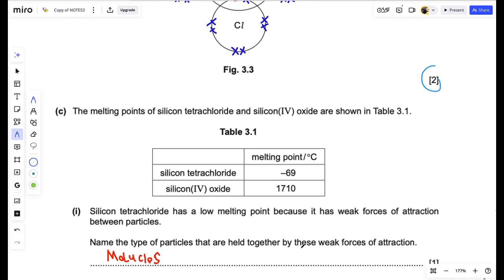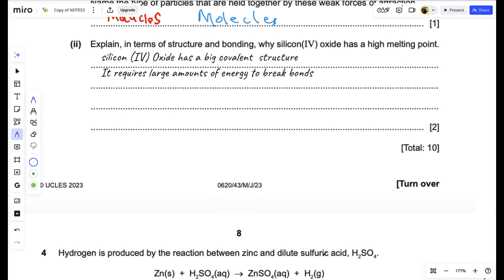Now name the types of particles that are held together by these weak forces of attraction. Molecules. You can simply say molecules. Okay, so you get your 1 mark. We go to the next one.